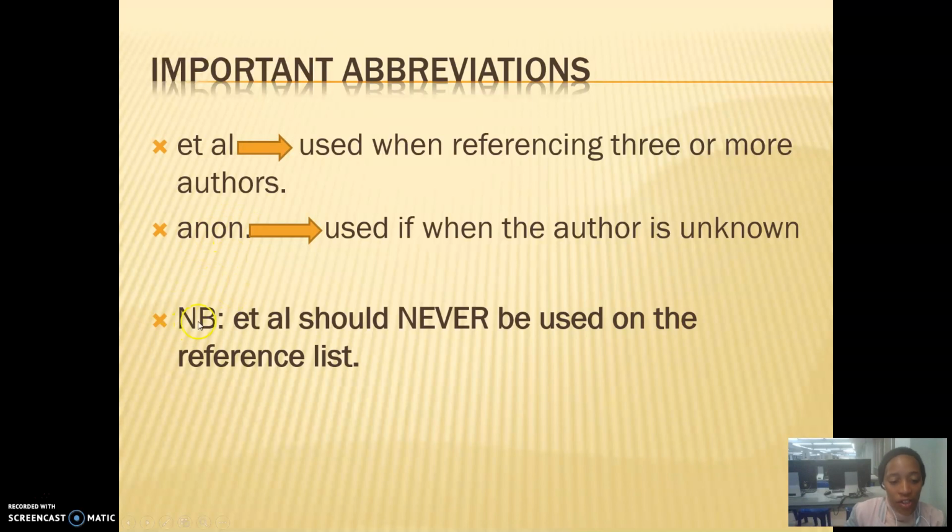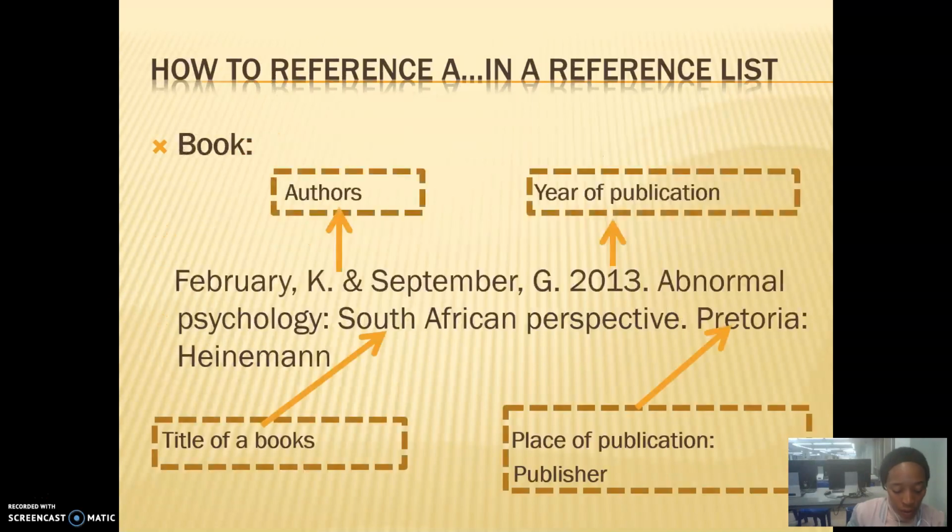And then just remember that et al. should never be used in the reference list. At the end, in your reference list, you should write all your authors, even if they are 10 or 11, you have to write all of them. And then we will look at two sources, being the book and the journal.